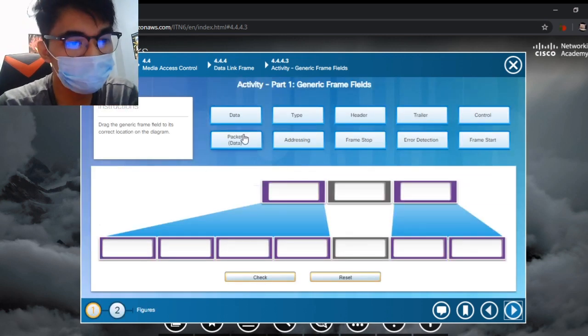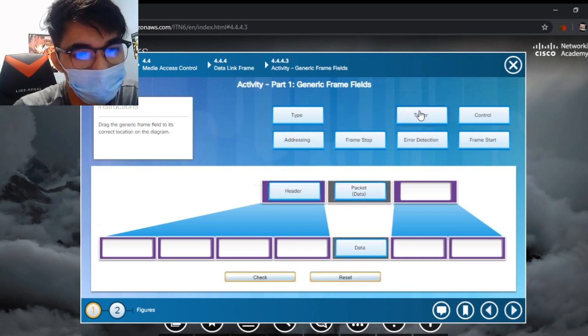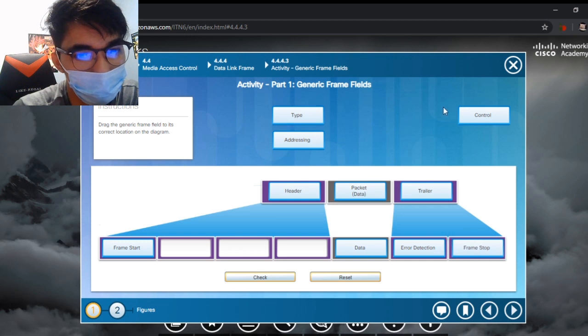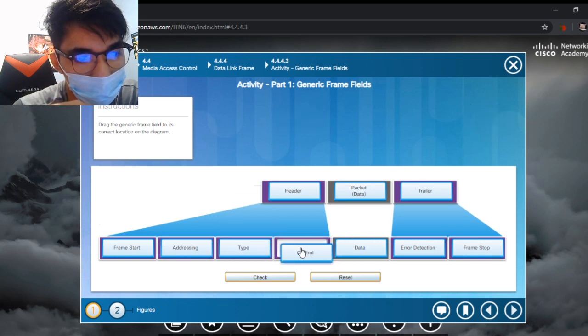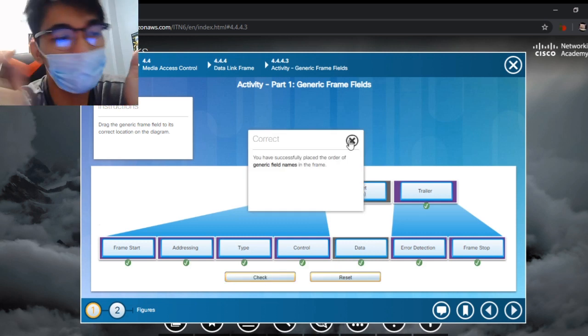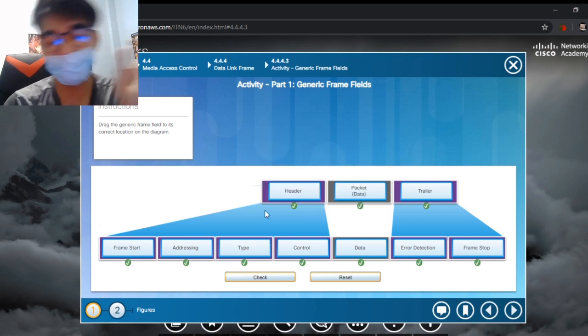First is the packet our data. The data would be here, I think. Then the data is here. Then header and trailer, then frame start, then error detection, then frame stop. Then first would be addressing, then type, then control. Let's check. Then as you can see, I've just seen it one time and I already know what it is because it is somewhat easy to get.